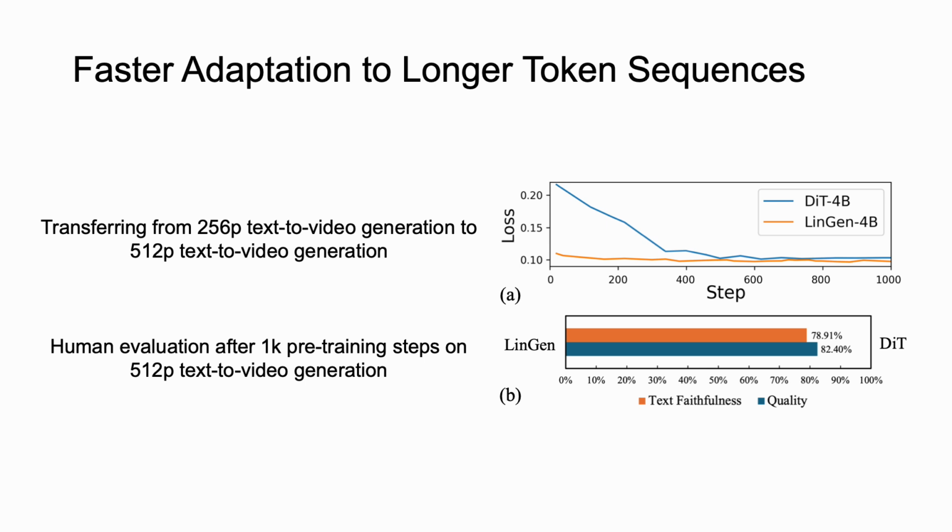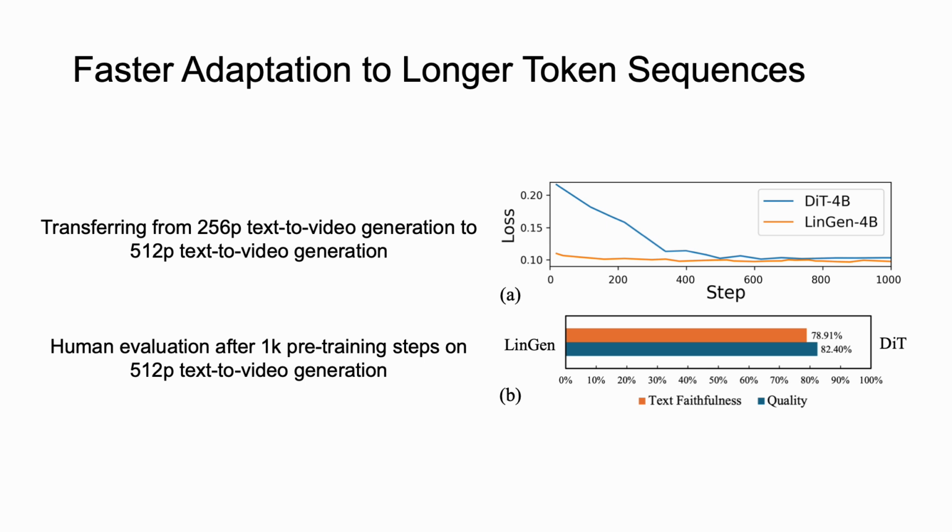As I mentioned before, during pre-training, we start from low-resolution text-to-image generation and then transfer the checkpoint to low-resolution text-to-video generation, and then we gradually transfer to higher resolution and longer durations. In this process, the visual token sequence in the latent space grows longer and longer, from hundreds of tokens to hundreds of thousands of tokens. The loss curves when we transfer checkpoints indicate that LinGen adapts much faster to longer sequences than DiT.